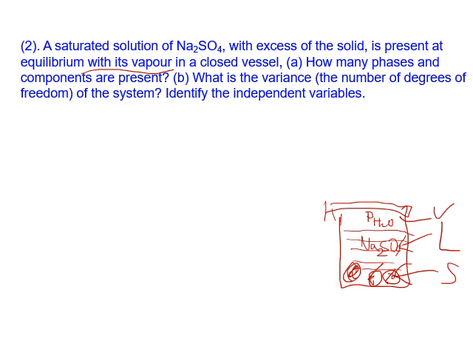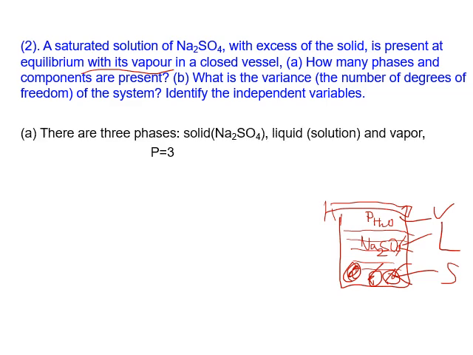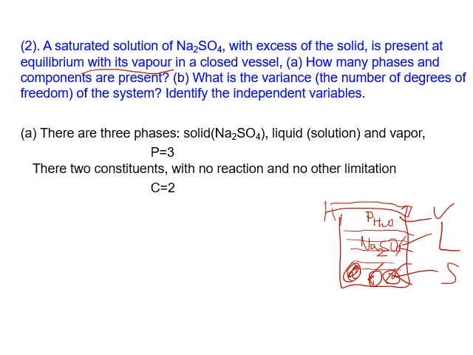You have three phases. How many components? Components are the independent constituents. Here you have water and sodium sulfate, and there's no chemical reaction between them. There's no mathematical relation between them. So you have two constituents, that's two components in this system.